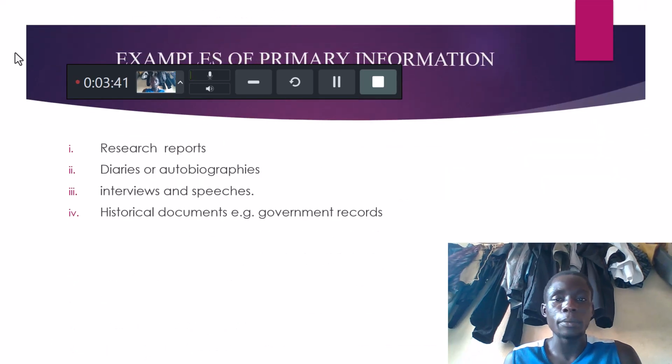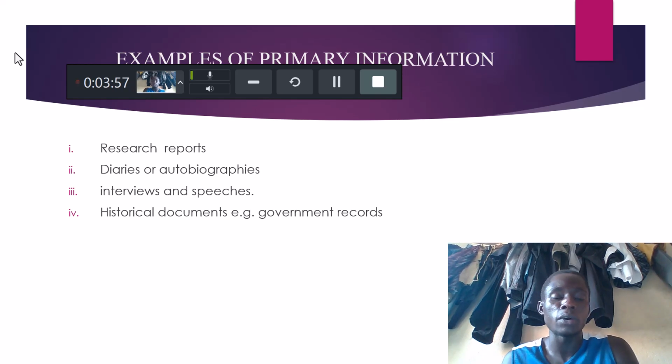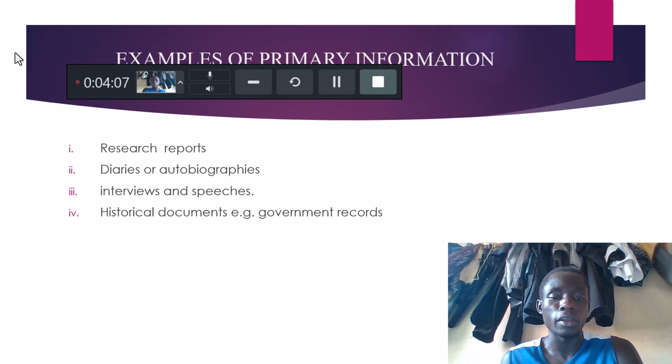And what are the examples of primary sources of information? There are research reports. After you do some research, they give you a research question, you talk about it, and once you get your findings, that is an example of a research report, because it comes from the original source. You are the one who searched for the source and you have gotten the findings. There are also diaries and autobiographies.